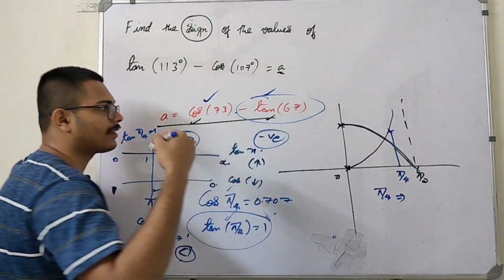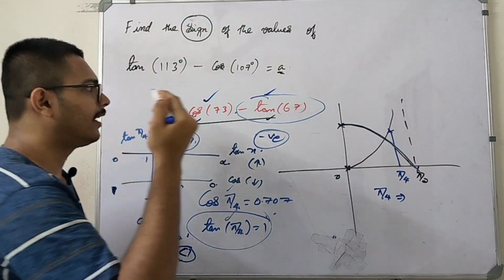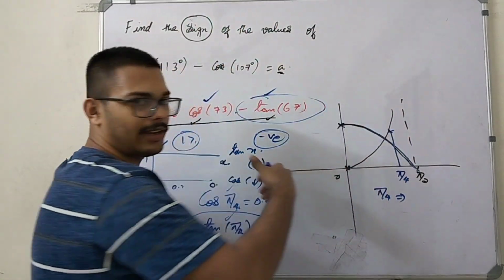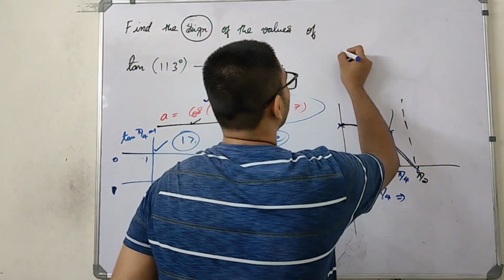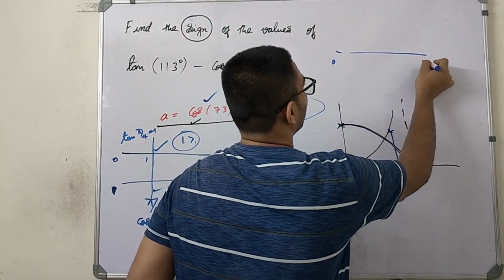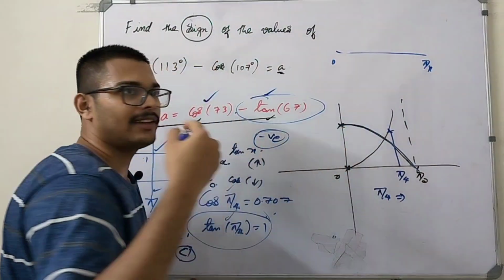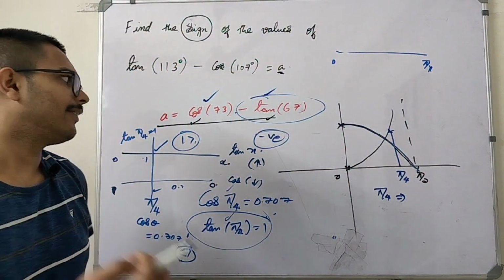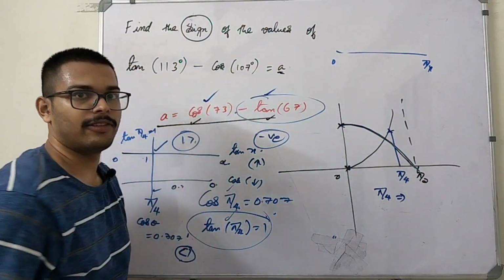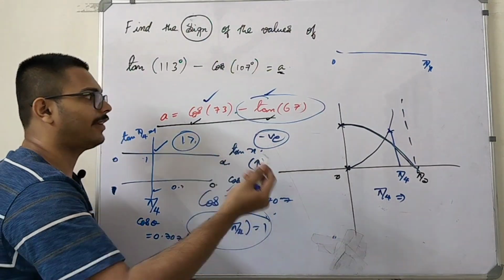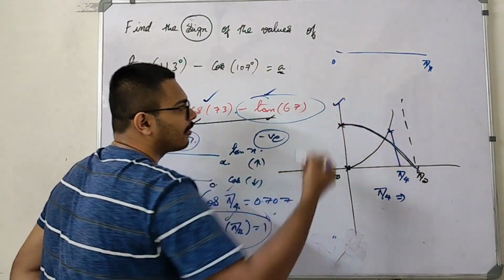So you can use both the ideas. First idea, we are simply drawing the graph. Second, we are drawing from 0 to pi by 4, identifying whether the function is an increasing function or decreasing function, and relating it with the point pi by 4. So you can do it either way. It will be easier if you draw the graph.